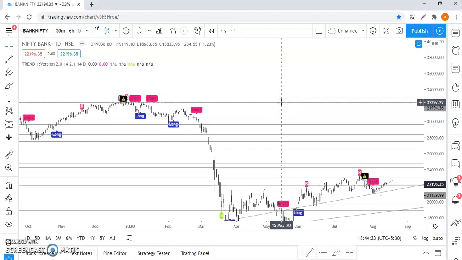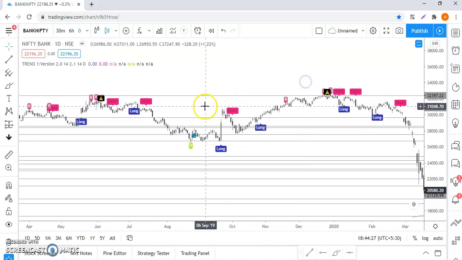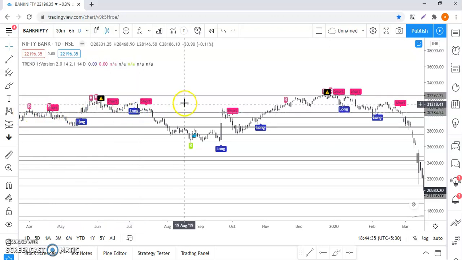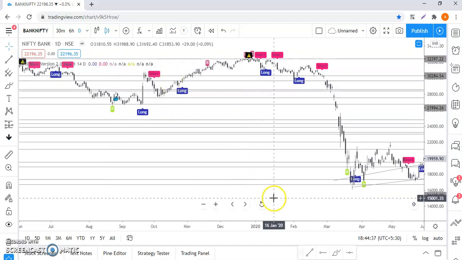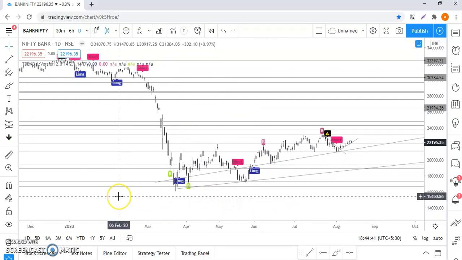You can press Alt H, it's a shortcut. We can see there is a support here and this becomes a resistance here. So here again press Alt H. Why do we have to draw this? It's a key level for us, because these are the important levels which will help us take trades confidently. We can trade better than anyone in the market.